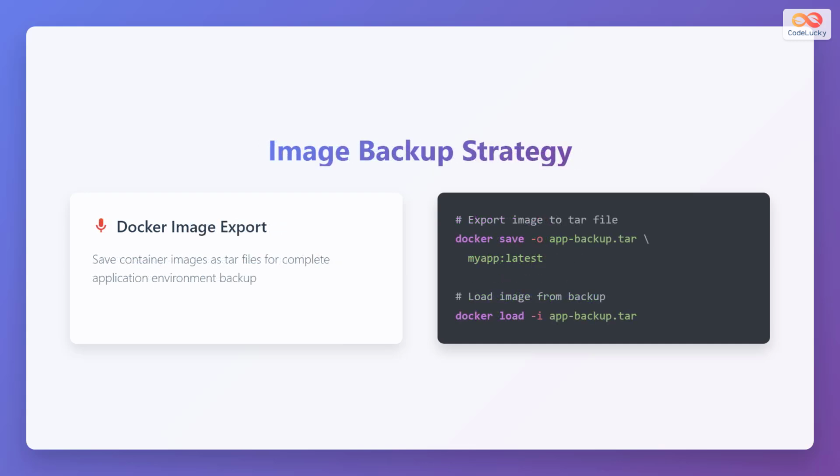Next, we will see the image backup strategy. You can save container images as tar files for complete application environment backup. To export an image to a tar file, use the command docker save --output app-backup.tar myapp:latest. To load an image from the backup, use docker load --input app-backup.tar.